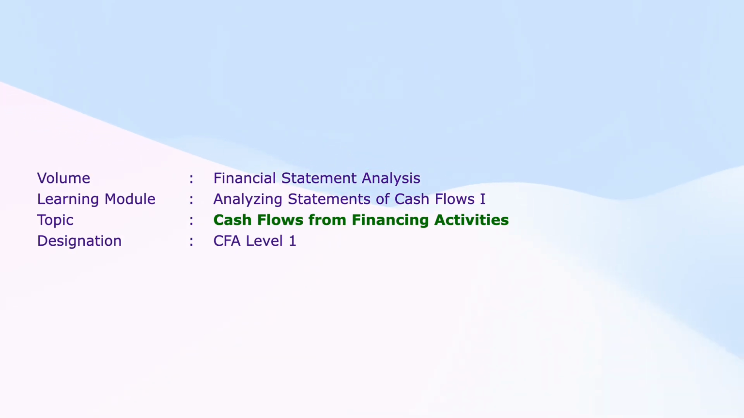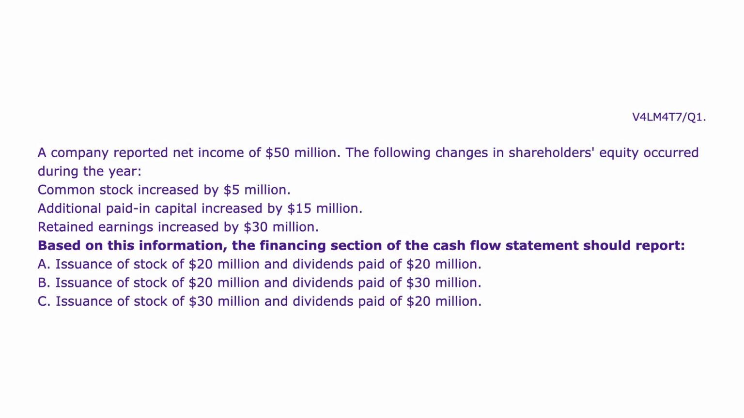Topic: Cash flows from financing activities. A company reported net income of $50 million. The following changes in shareholders' equity occurred during the year.